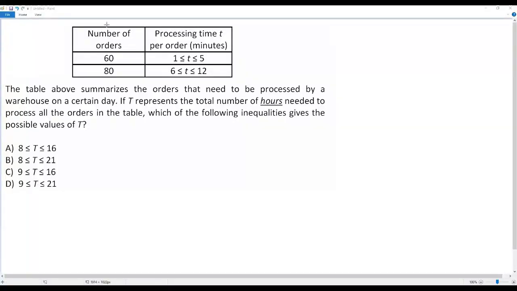Here we have a SAT math question. Okay, let's go to the information. Here we have a table. In this table, in the first column, we have number of orders. In the second column, we have a processing time t per order in minutes. The table above summarizes the orders that need to be processed by a warehouse on a certain day.